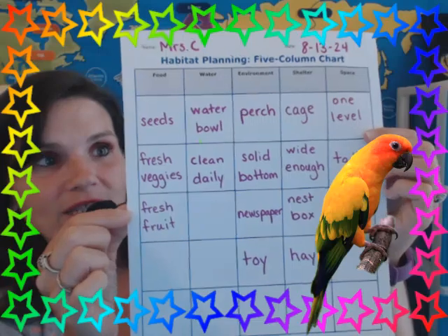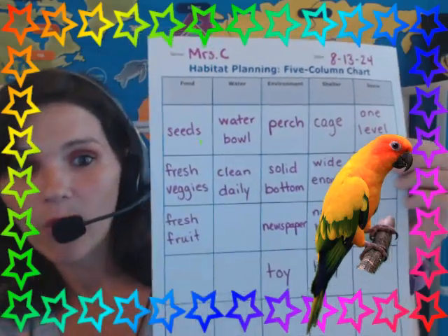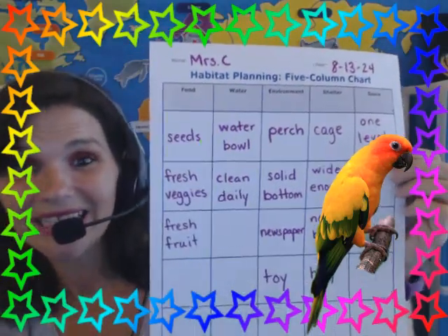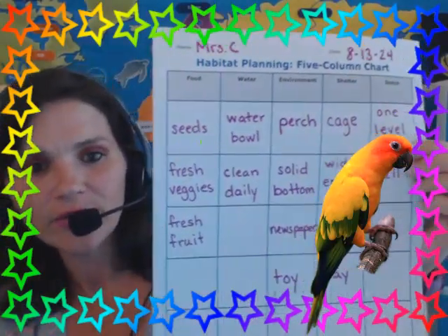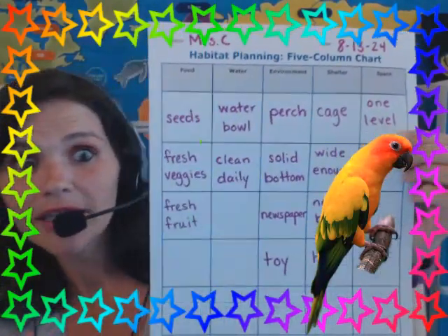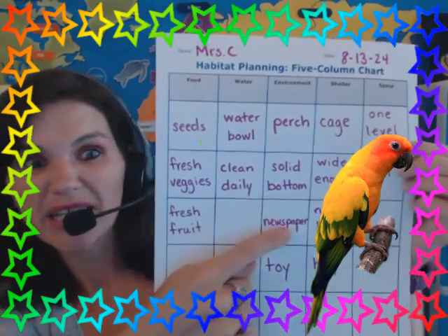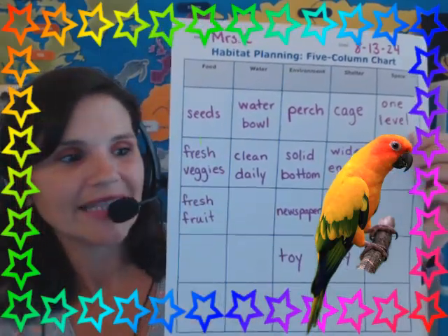I think my bird would like that. My parrot would like that every once in a while. For water, I have a water bowl and I need to clean it daily. It needs fresh water every day. For my environment, I had that perch. I already knew that was a good idea. I know it needs a solid bottom that I can clean. I'm probably going to put some newspaper down there so I can clean that up every day.